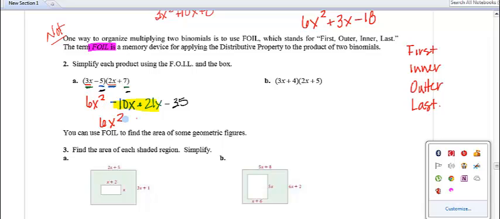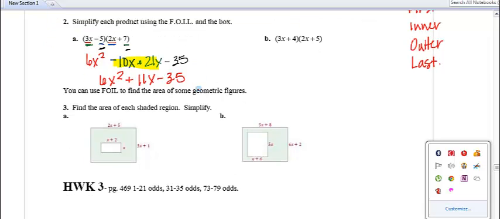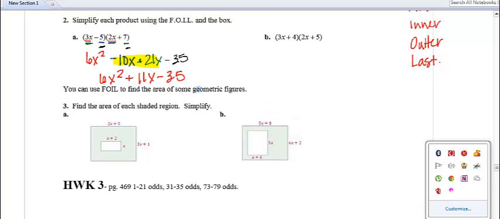So we should end up with a 6x squared. Negative 10x plus 21x should give me a positive 11x, correct? And minus 35. All right, so that's the notes. That's the FOIL. There is an example down here. They give you a couple boxes.